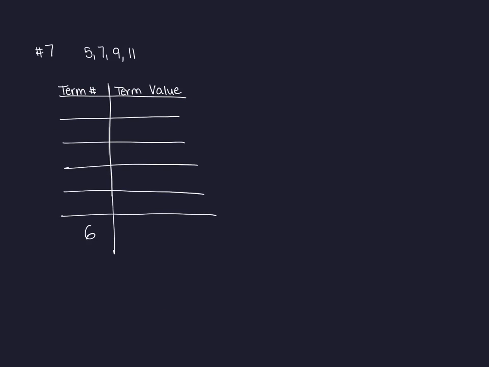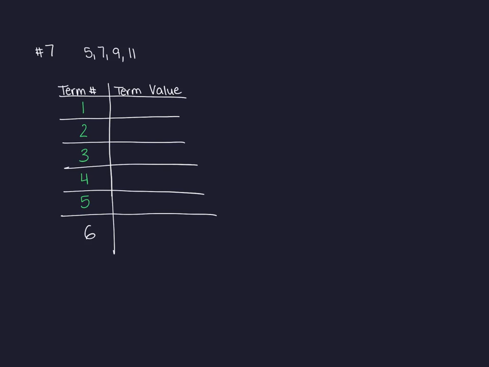Question 7 is going to give you a sequence and ask you to fill in a table of values for the term number and the term values. So remember, the term number is literally just which order it comes in. So first, second, third, fourth. So we'd have the first number, second number, third number, fourth number. And they're going to ask you to extend the sequence to the 6th term number. So that's why they've put a 6 at the bottom. So really, this part is pretty simple. All we're doing is going 1, 2, 3, 4, 5, 6.